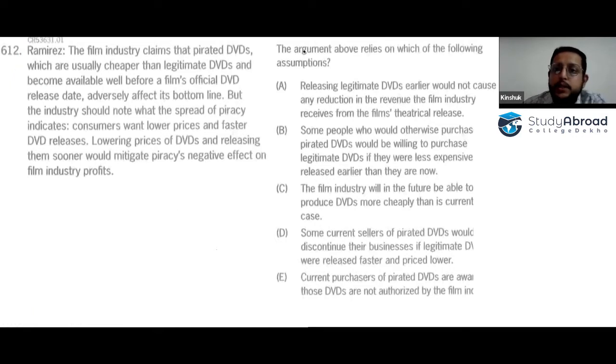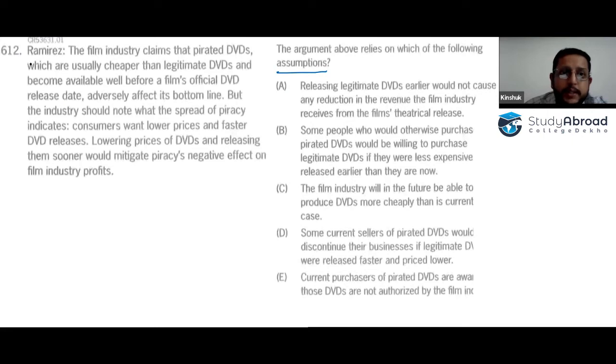So now the question is: the argument above relies on which of the following assumptions? So that means one of these five answer choices is a likely assumption. The argument given to us will be true based on one of these assumptions. So whichever answer choice makes our argument valid, makes this small passage given to us valid, will be the right answer. So let us understand how to find out the assumption.